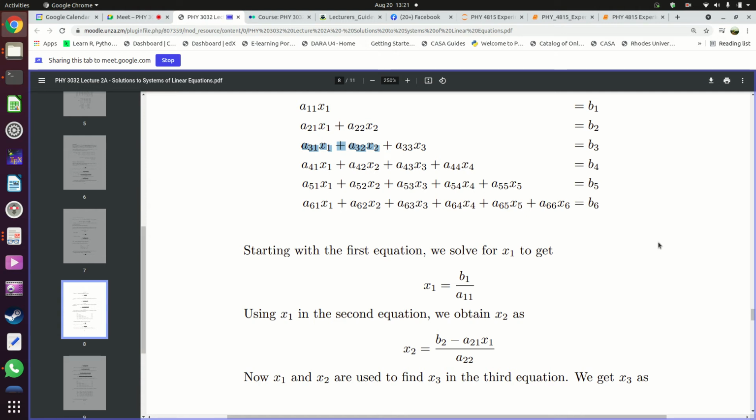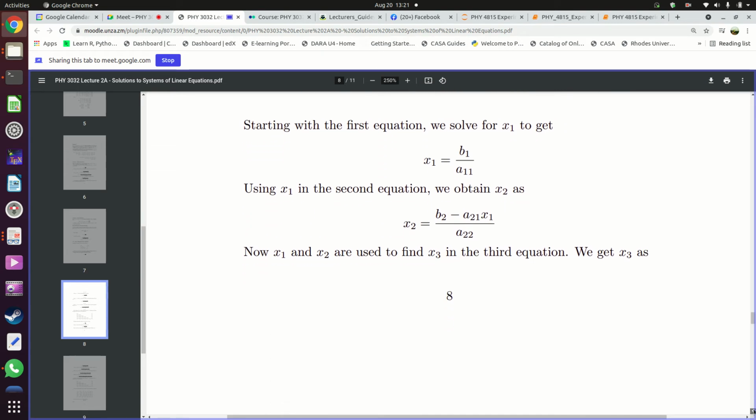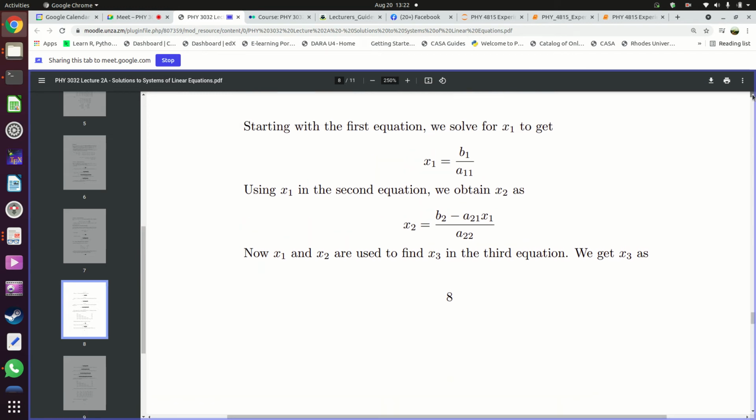Is it clear? The reason why I'm insisting that you see a pattern in how the numbers are is because we eventually have to come up with computer programs which will use these. Is it clear? You need to be able to see a relationship in these terms and how they are arranging together. Okay.